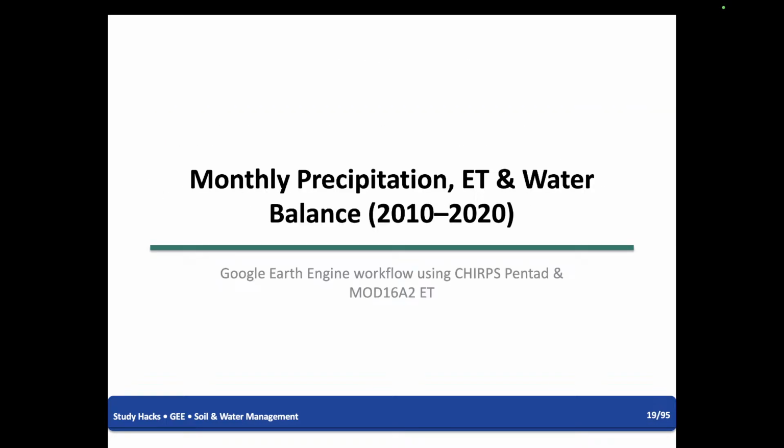Okay, so now we talk about this type of topic. Water balance: how we can easily monitor the water balance, monthly precipitation and evapotranspiration, for a specific duration of time, a specific time range.